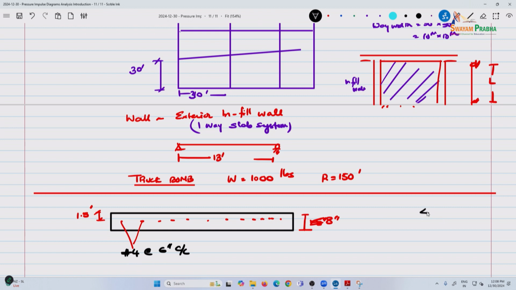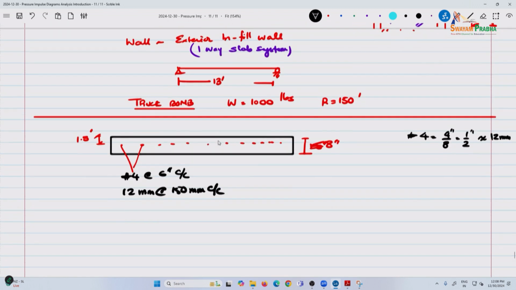A number 4 is nothing but a 4 by 8 inch or a half inch, here what we call 12 mm. I don't know if you have, is that the 12 mm bars? So 10, 12, it's a 12 mm bar at 6 inches or 15 centimeters center to center. So this is 12 mm at 150 mm center to center. And PR is applied this way.